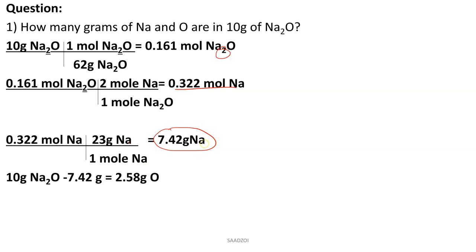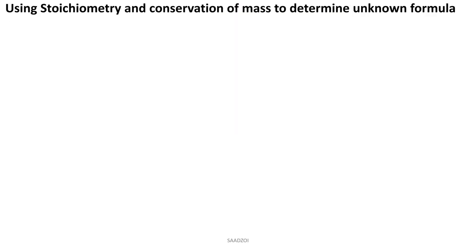Now, if I was trying to figure out the oxygen, just take your total mass. You know 7.42 is Na, so guess what the rest has to be? That's right, oxygen. So that's where you get the 2.58. That's how you use stoichiometry in a compound to go between 2 different chemicals inside of a compound.